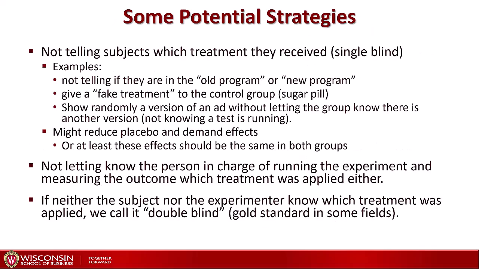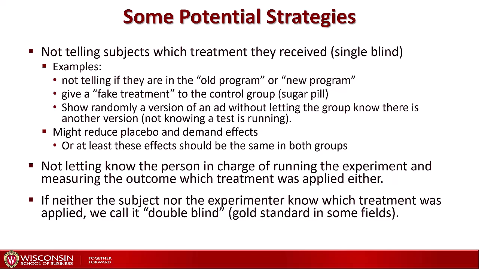Here are a few strategies you might use to increase internal validity. The first one is not telling subjects which treatment they received. This is called a single blind study. For instance, you might not tell them if they are in the old program or the new program. You might give a fake treatment to the control group, the famous sugar pill. So if you're running a drug trial, you give the real pill to some group and the sugar pill to the other. They don't know if they were given the real treatment or the fake one.